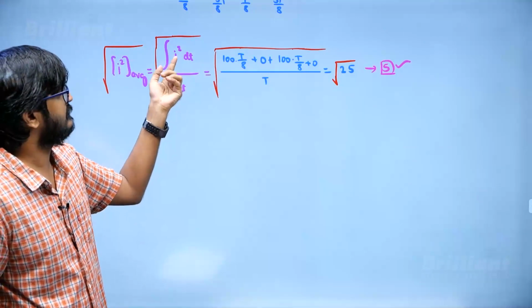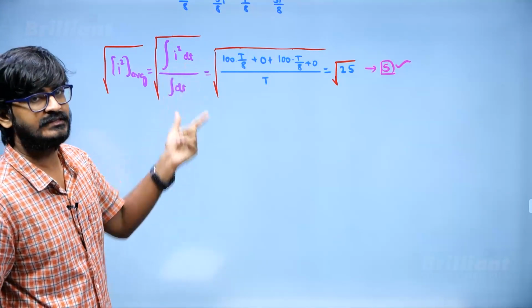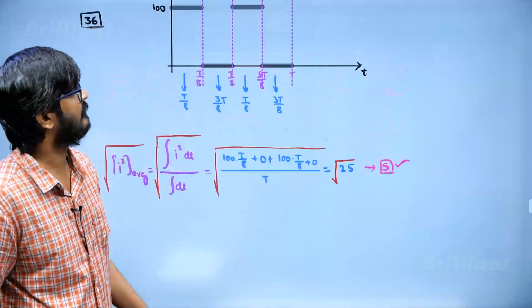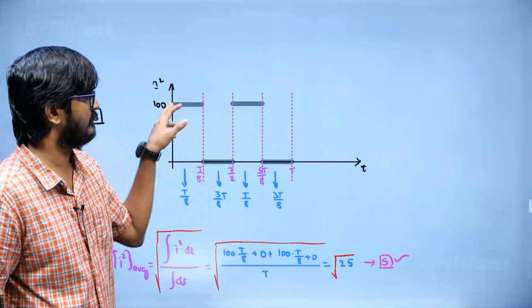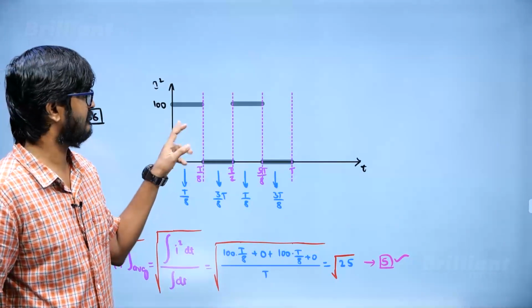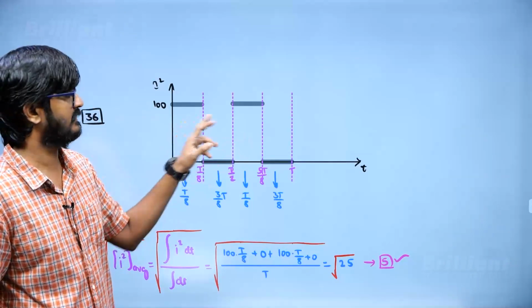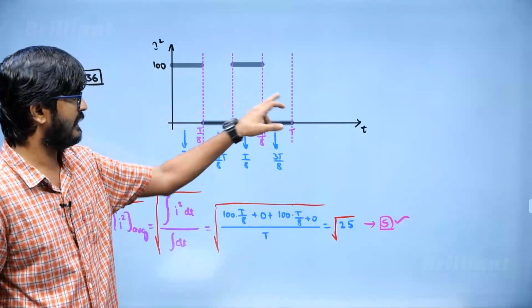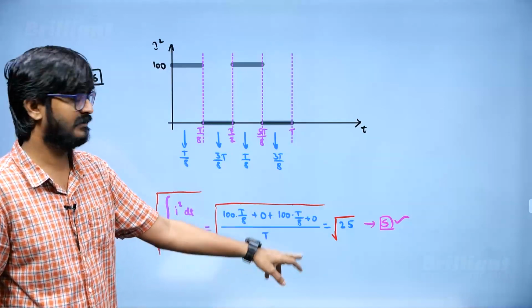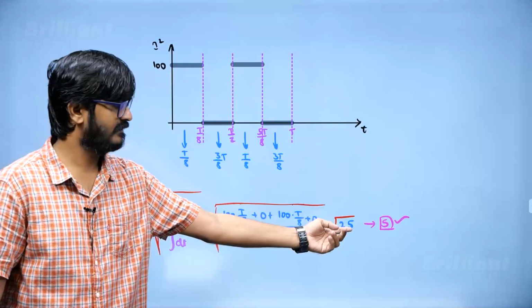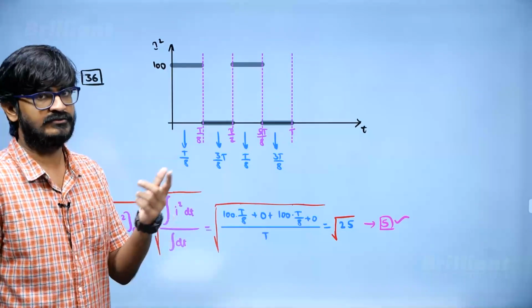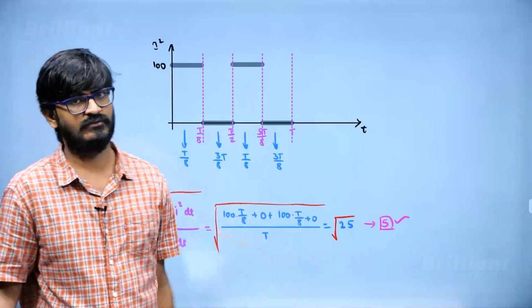Now how to get this? Integral I square dt, you know it is the area under the I square versus t graph. So I am plotting I square versus t graph. It looks like this. When you find the area under the graph, that is this area plus this area. That's the only thing coming into picture, right? So when you calculate all these areas, add them, and divide by the time, you will be getting 25. That is the mean of squares. When you take the square root of that, you will be getting the root of mean of squares, right?